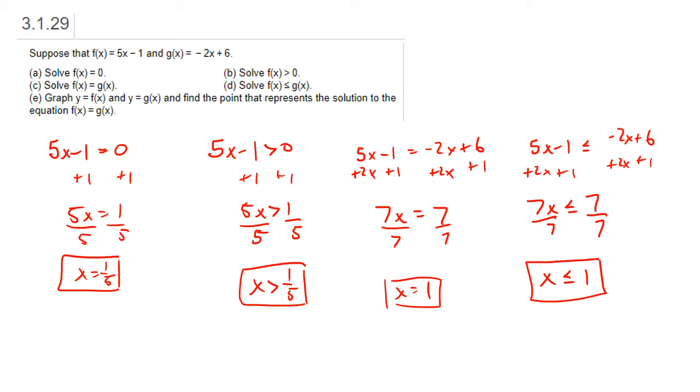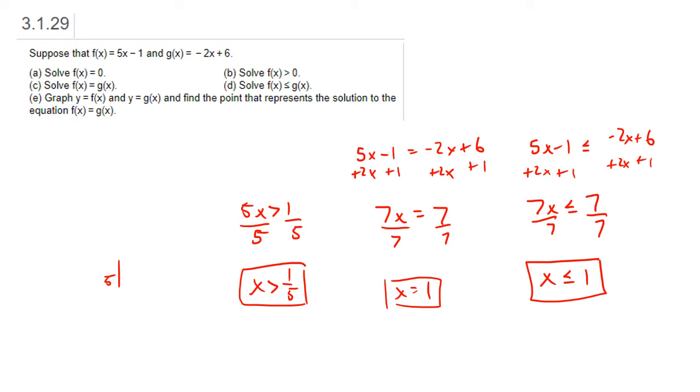Okay, finally, part E. We are supposed to graph something, so I'm going to erase some earlier work so that we have a bit more space to work with. Graph y equals f of x and y equals g of x, and find the point that represents the solution to f of x equals g of x, which was part C of the problem, which I have left up here. Where is f of x equal to g of x? It should be at x equals 1. So let's see what that represents.